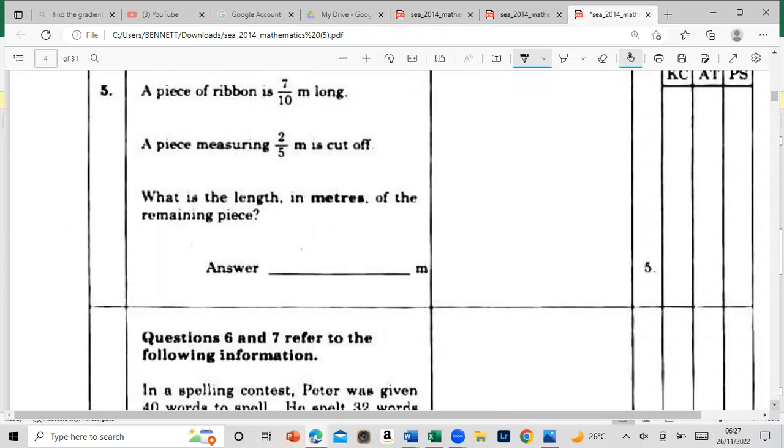All right, so it says a piece of ribbon is 7 over 10 meters long. A piece measuring 2/5 of a meter is cut off. What is the length in meters of the remaining piece?